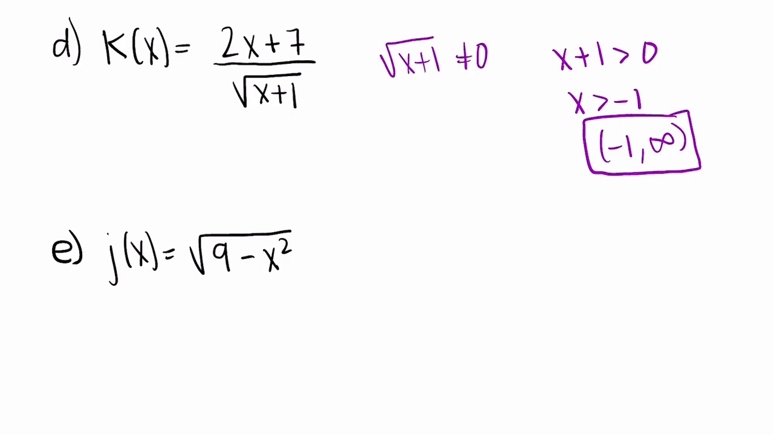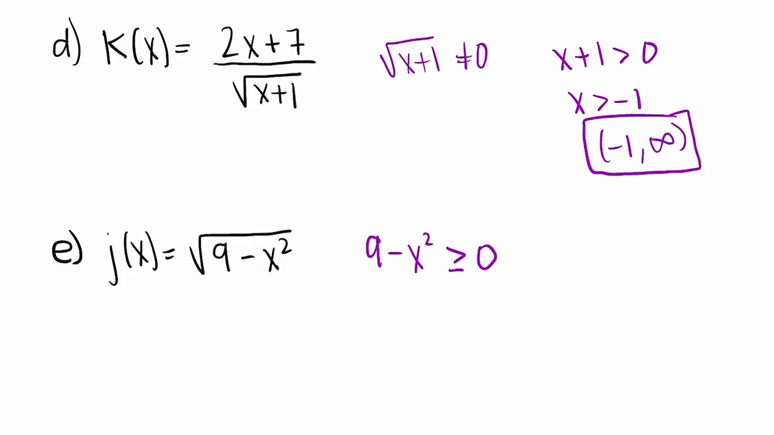Okay. So since this is a square root, we have to have 9 minus x squared greater than or equal to 0. And I don't think we've really done much with nonlinear inequalities. Previous versions of 1010 had nonlinear inequalities, and then last year they got rid of it. So we'll go over this.